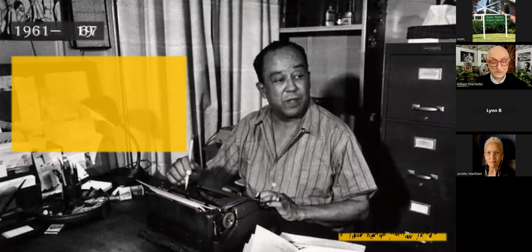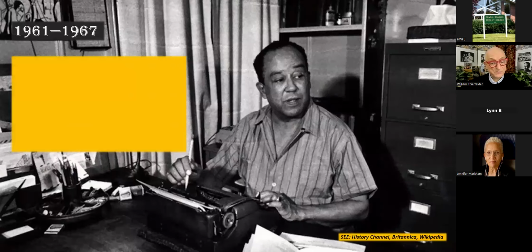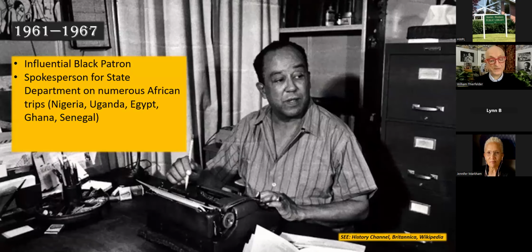Now, the last few years of his life were spent as an important elder of the African American community. He was finally well off, and he became an influential patron to many new Black writers. He was also invited by both the Kennedy and the Johnson administrations to become a spokesperson for the State Department. And indeed, he went on numerous African trips, including visits to Nigeria, Uganda, Egypt, Ghana, and Senegal.